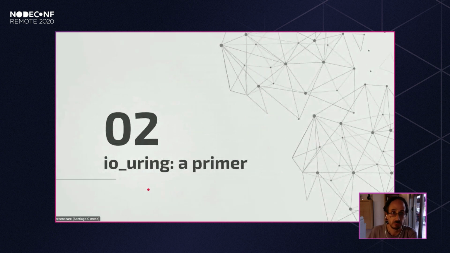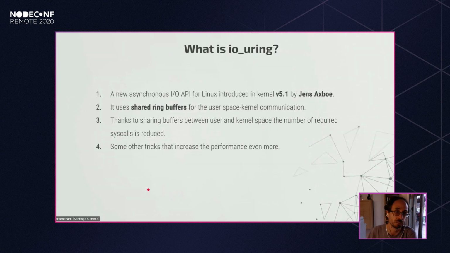Moving on now to the IOring section. So, what's this IOring API? It's a new asynchronous API for Linux introduced in kernel version 5.1 and created by Facebook engineer Jens Axboe. Its name comes from the use of shared ring buffers for user-space kernel communication. The use of these buffers allows to reduce the number of syscalls needed. It also provides some other functionality that may increase the performance even more.